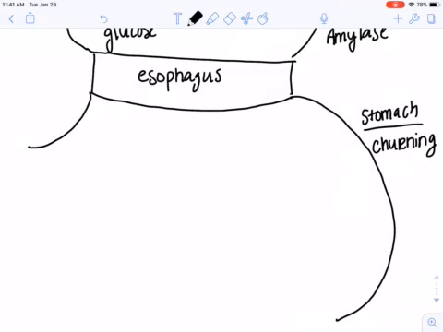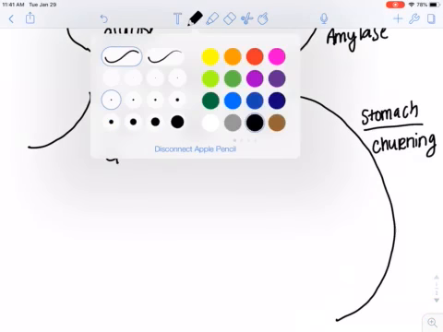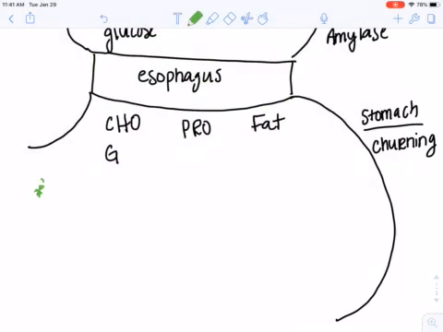So what happens now is we're going to have carbohydrates, we're going to have some glucose, so I'm going to abbreviate with a G, we have protein, and we have fat coming in. As soon as this occurs, we are going to be releasing our first hormone, which is gastrin. So gastrin is going to do two things. It's going to basically release stomach acid and pepsinogen.